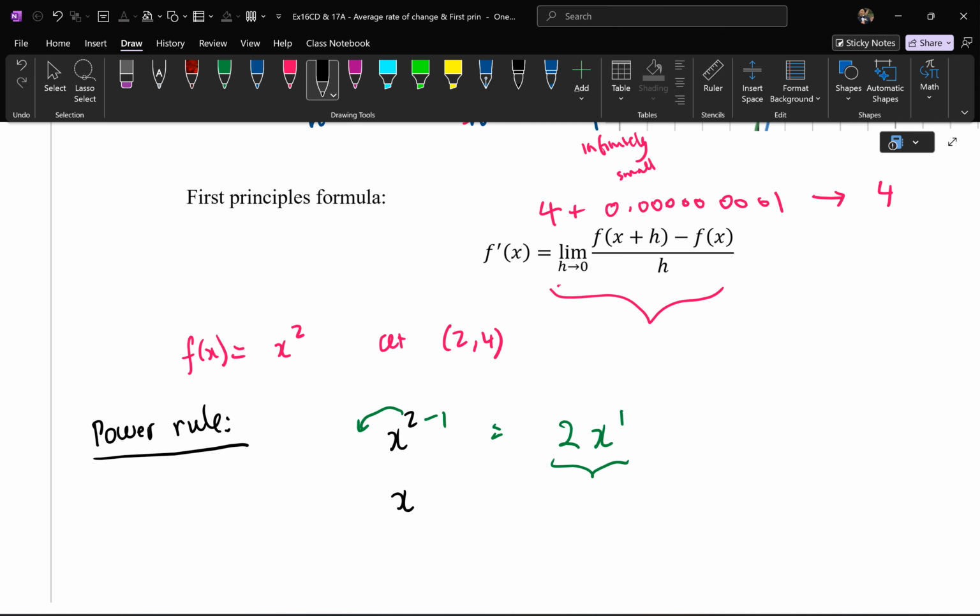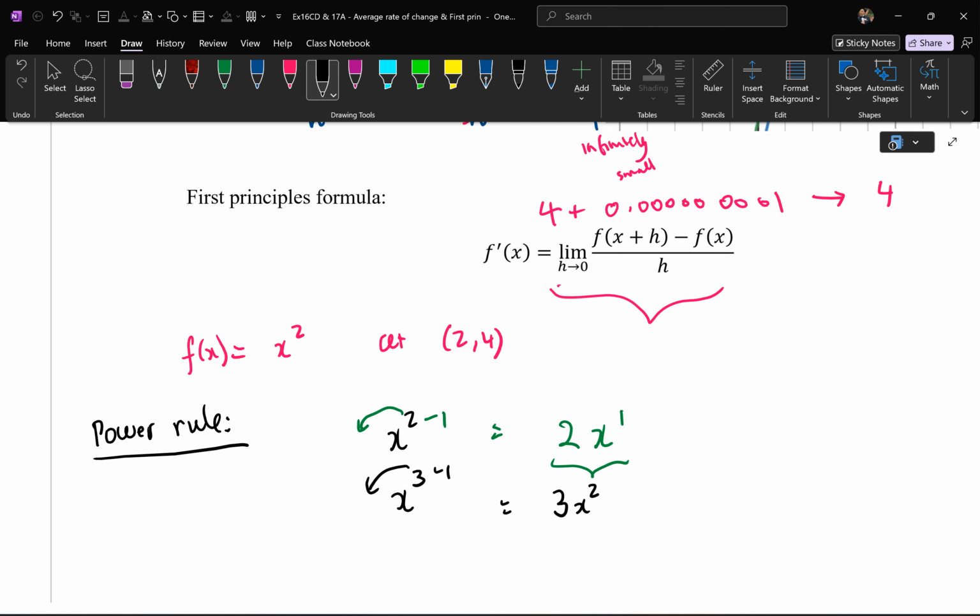This rule, I'll do it again. What if I gave you x cubed? So the rule says drop down the power and then minus the power by 1. What do you get? 3. So x to the power of 2. Can you see the pattern? Drop down the 3, minus the power by 1. This is the formula to find the instantaneous rate of change at any point.